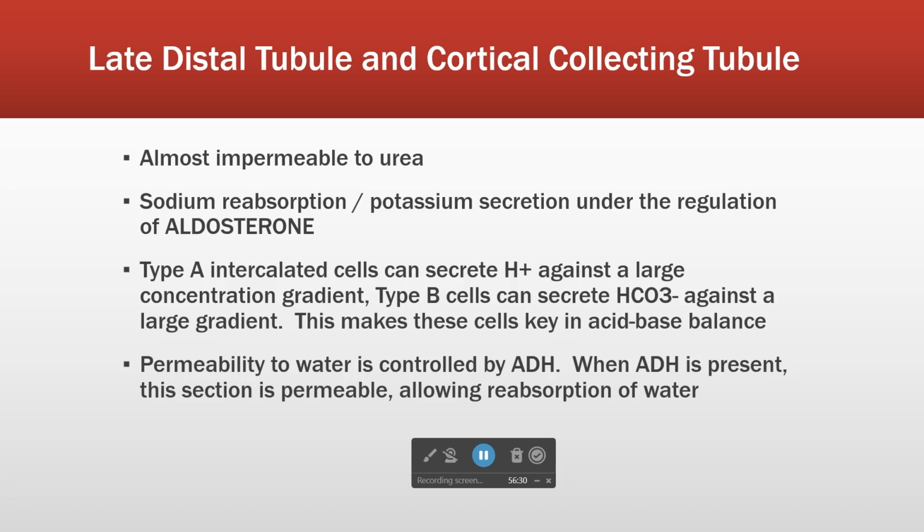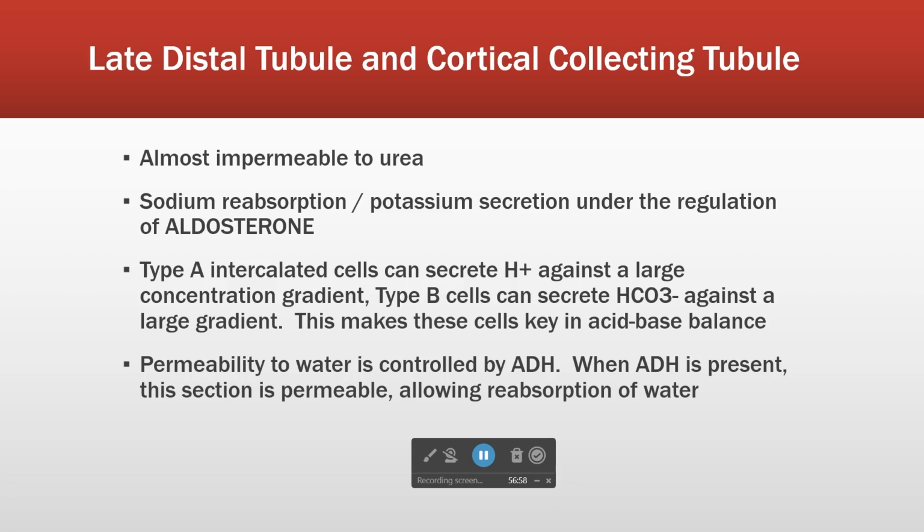In this section, the type A intercalated cells are secreting hydrogen ion if needed. The type B cells can secrete bicarbonate ion if those are needed. Obviously, they wouldn't both be working at the same time, right? You know, they'd be working opposite each other. So the metabolic regulatory systems either turn them up or turn them down.